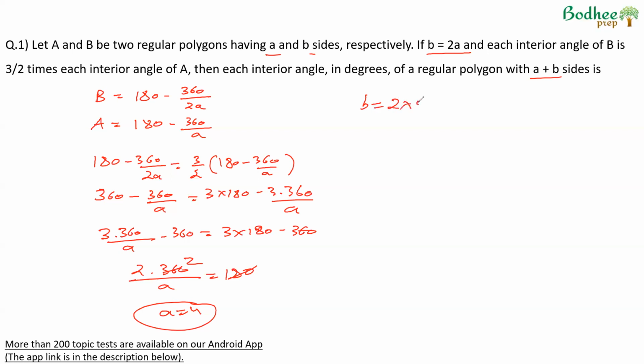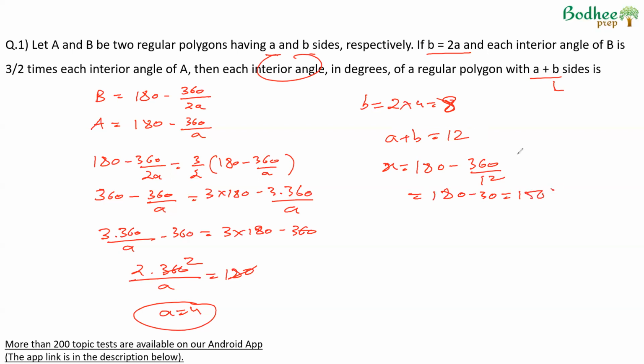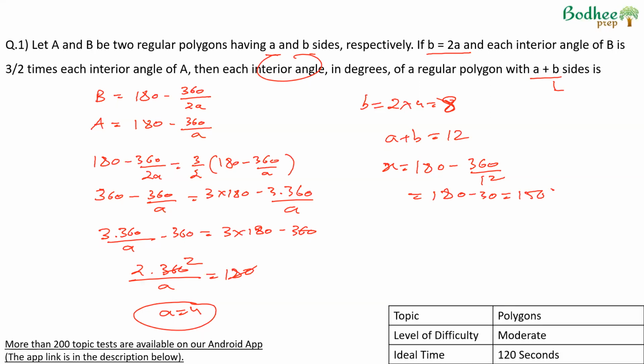2 times of 4. We have to find out the interior angle of a polygon which has A plus B, that is 12 sides. So with 12 sides, the interior angle, say X, will be 180 minus 360 by 12. 360 by 12 is 30, so 180 minus 30 or 150 degrees becomes my answer. Again, there are 3 equations or 3 expressions that need to be solved, and therefore I'm saying moderate. Should take about 2 to 2.5 minutes to solve.